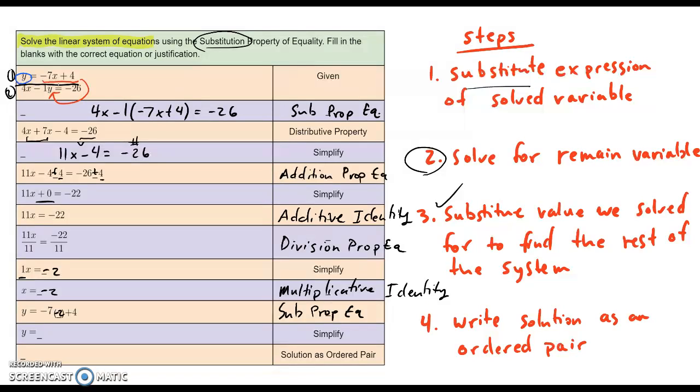And then they're telling us below that we're simplifying. So what do we have here to simplify? Well, we've got negative 7 times negative 2. We know that negative 7 times negative 2 is a positive 14 plus 4. And 14 plus 4 is 18. So we got y equals 18. And then it's saying solution as an ordered pair. What did we get for x? x equals negative 2. So that's the first value. Remember, coordinate points always come x, y, alphabetical order. And for y, we got 18. So our second value here is going to be 18. And we can close the parentheses.